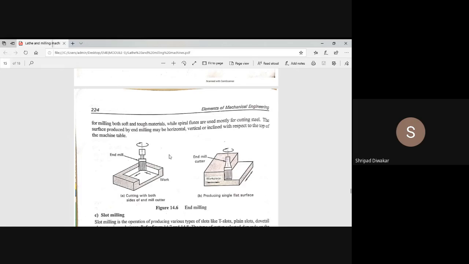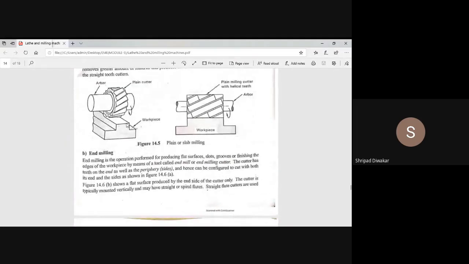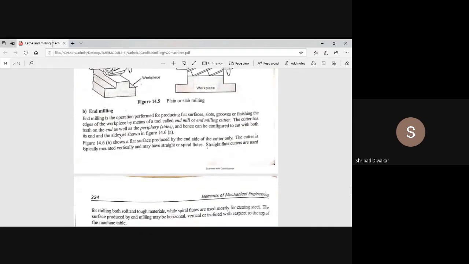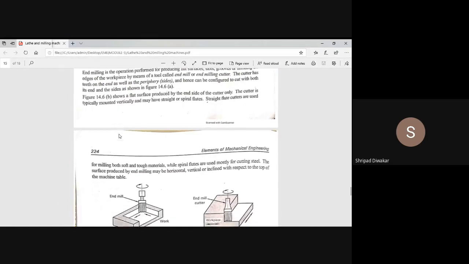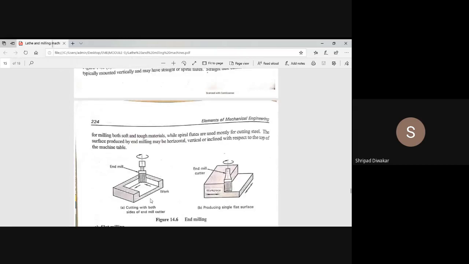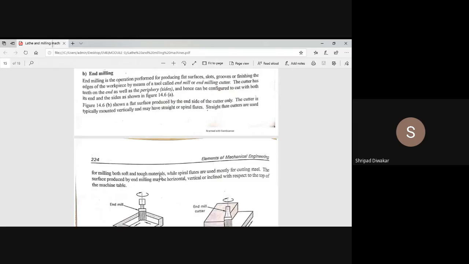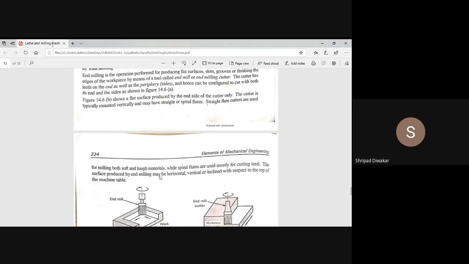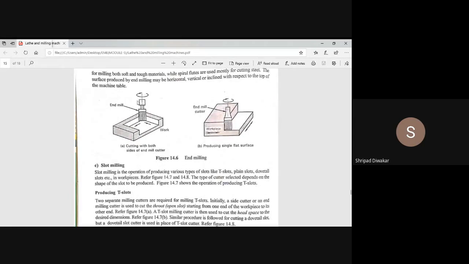Okay, but in the case of plane milling, there is a possibility of removal only on one side, that is the bottom. It does not remove any material on the side part. Hence we prefer end milling. End milling is mainly used for producing flat surfaces, slots, or grooves, or finishing the edges of the workpiece by means of a tool called the end mill. Okay, in operation, the end mill is fixed in the arbor.